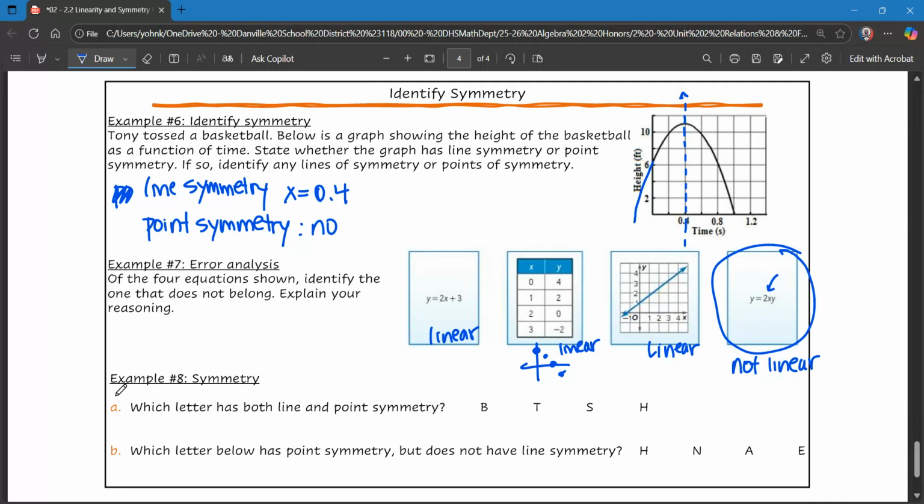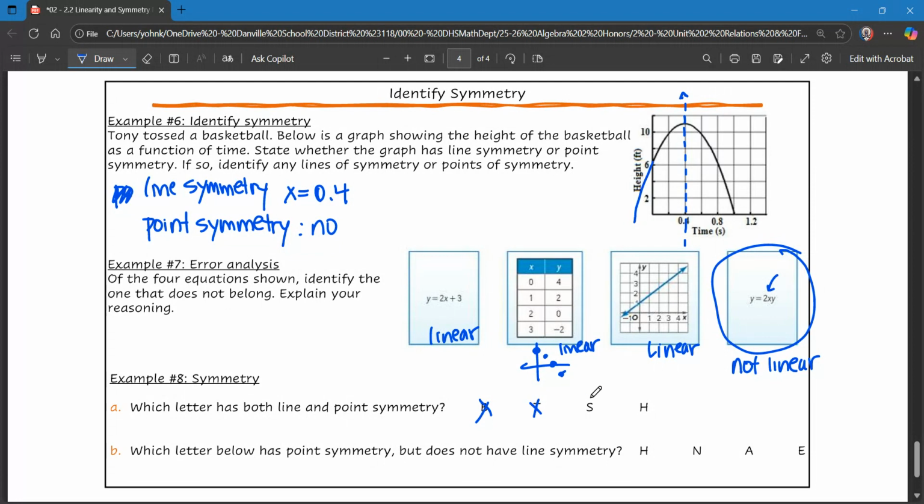Okay, number 8. 8A. Which letter has both line and point symmetry? Okay, so can I chop the B in half for line symmetry? No. So therefore it's not it. Can I chop the T in half for line symmetry? Yes. Does it have a point I can rotate it 180 degrees and get the same picture? No, so it's not it.